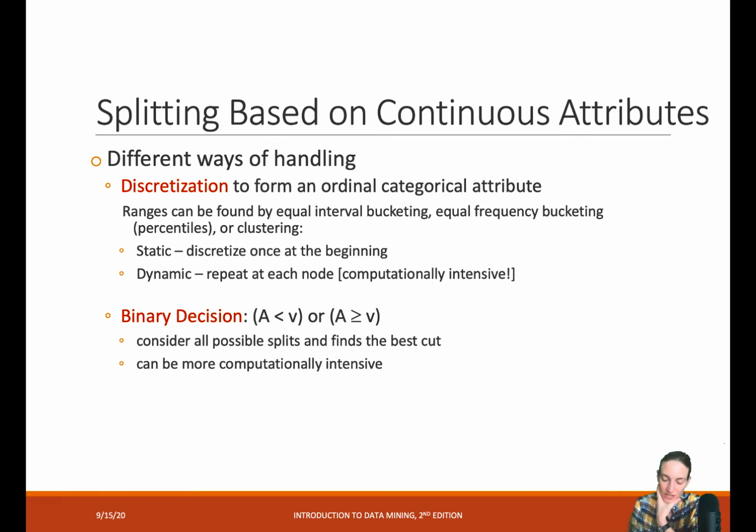One way would be to discretize the original continuous variable to form an ordinal categorical value. So basically, you bucket it, you bin it. You could do it once at the beginning, but there are even some decision trees that do this dynamically, so as to best fit the decision tree. Okay, but that one is computationally quite expensive. Then you can just make a binary decision. Okay, consider all possible splits and then choose the best one. Also computationally a bit more intensive.